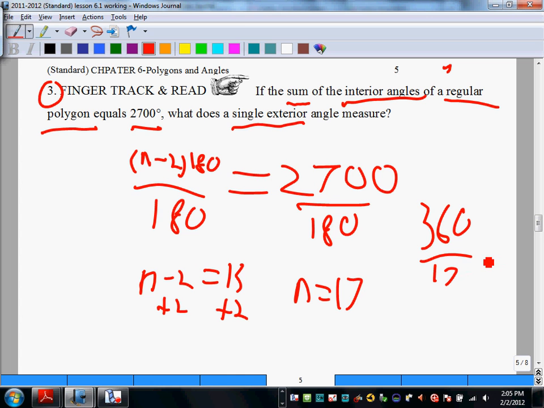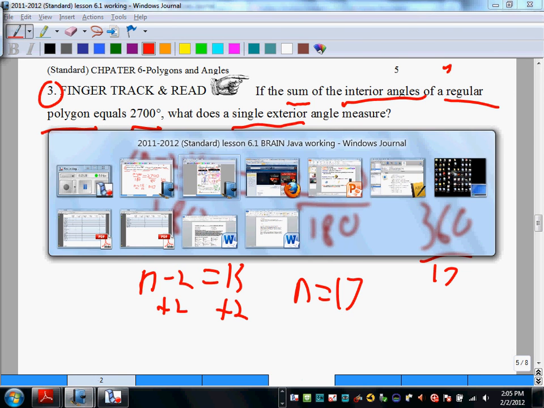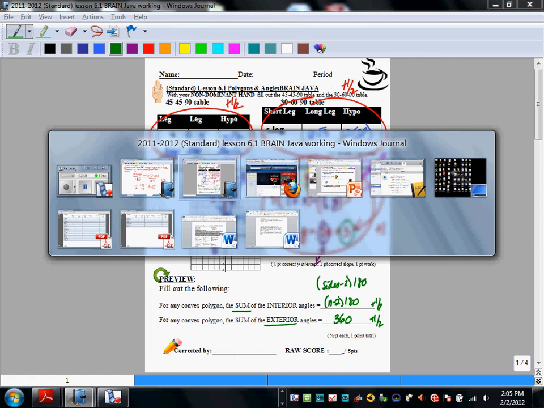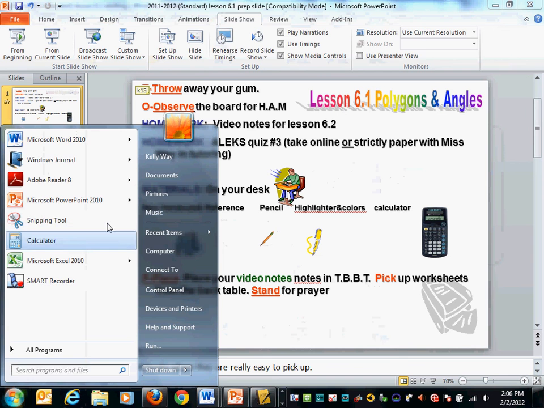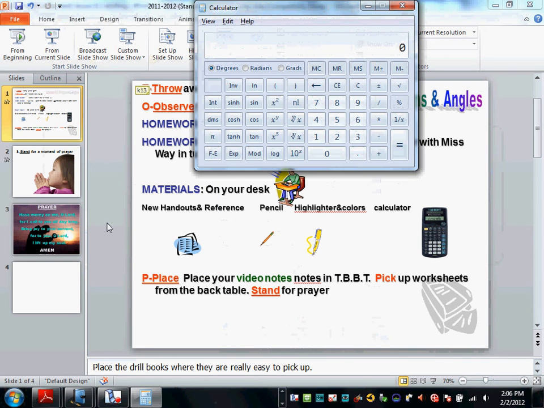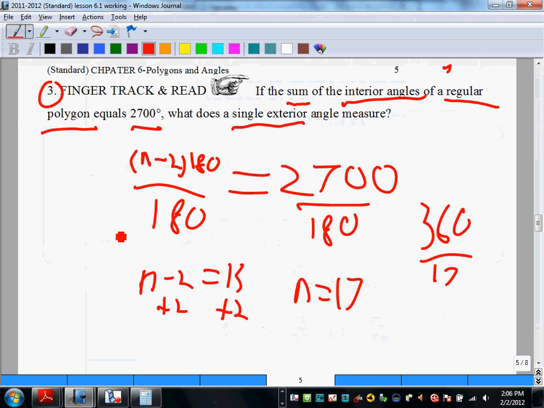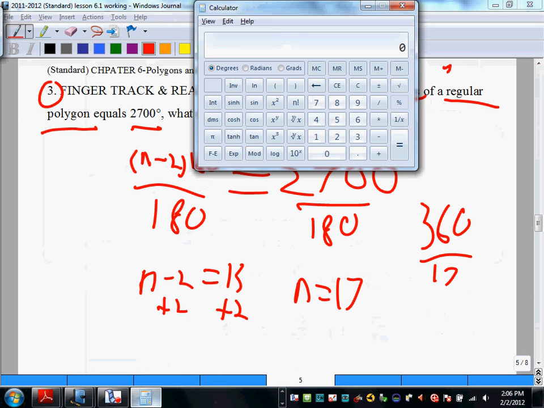Okay, good. And then the calculator. Did it disappear on you? I'll get it up. Accidentally exited out, I think. Don't exit. Just minimize. There you go.